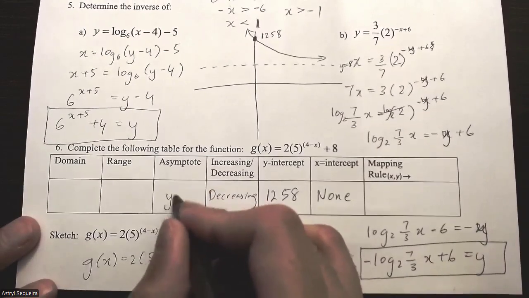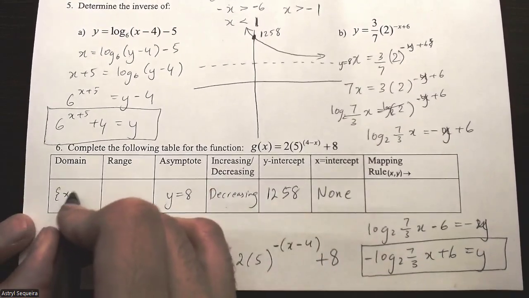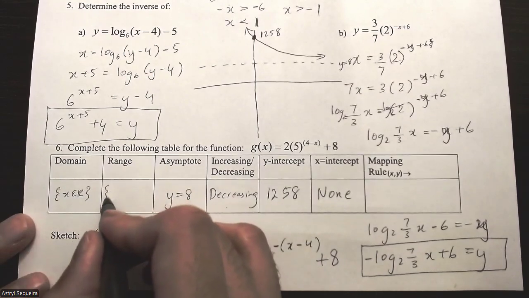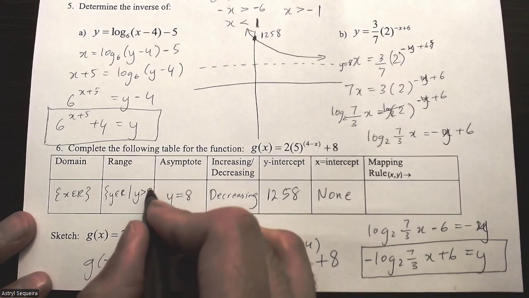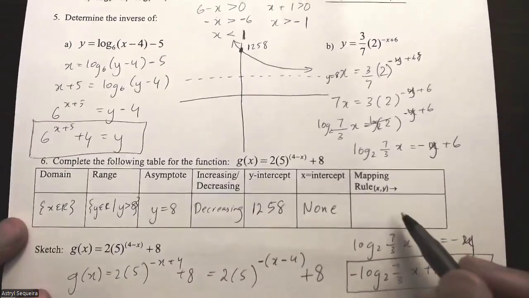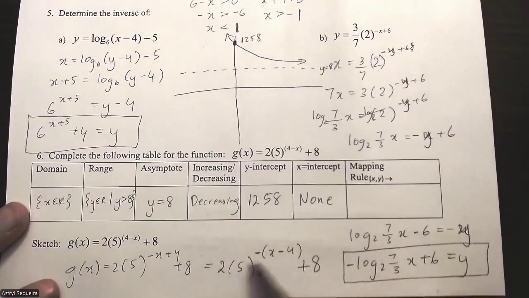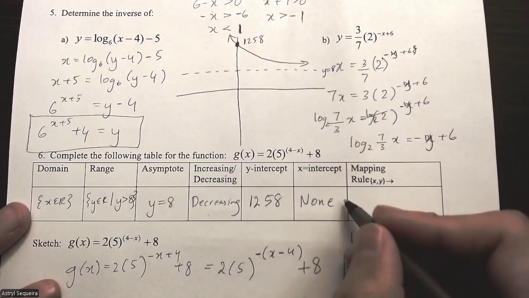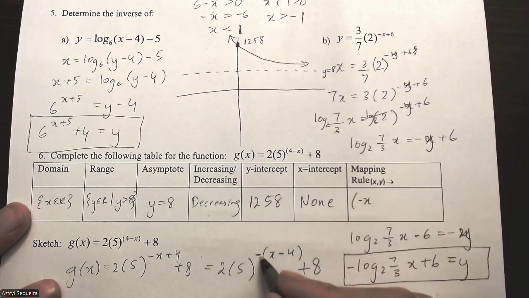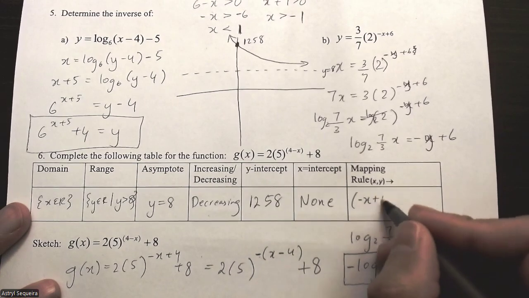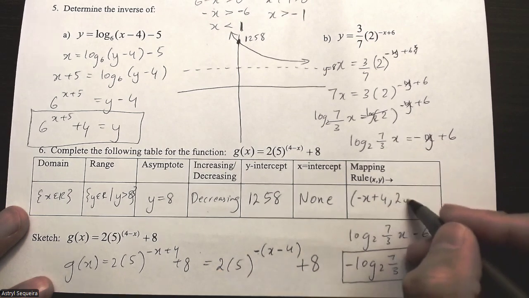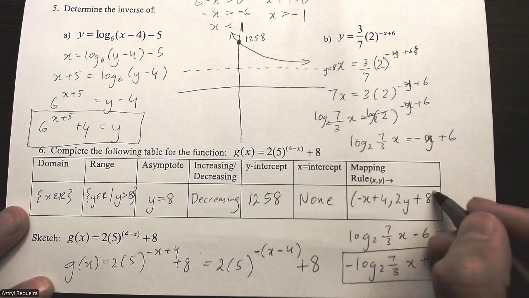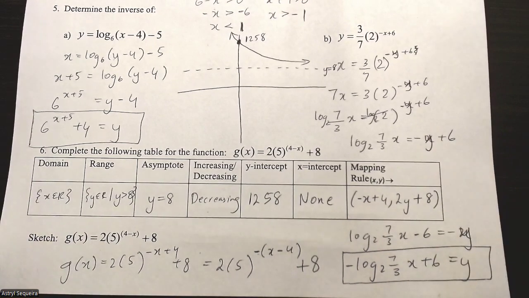The asymptote is y equals 8. Domain is just x is an element of all real numbers. Range: y is an element of all real numbers such that y is greater than 8, my asymptote. Then my mapping rule: (x, y) just gives me, so it's negative x because my k is -1, then plus 4. Then for y, it's ay, so 2y plus c, which is just 8. And that is my mapping rule for this question.